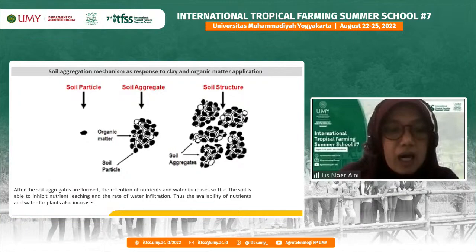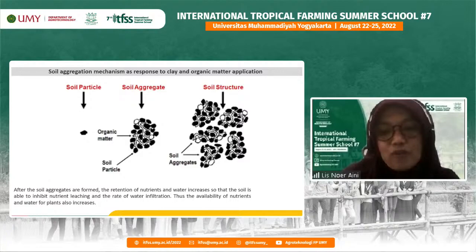After the soil aggregates are formed, the retention of nutrient and water increase so that the soil is able to inhibit nutrient leaching and the rate of water infiltration. Thus, the availability of nutrient and water for plants also increase. You can see how the organic matter can make soil particle form soil aggregate.